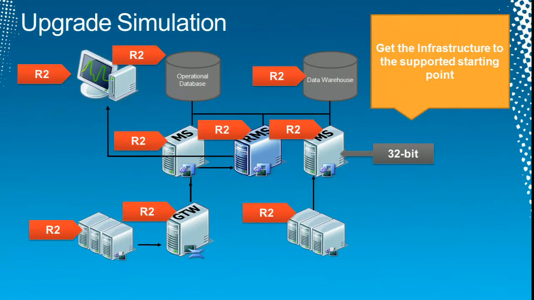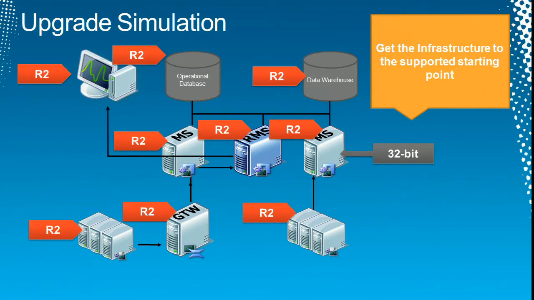I'll talk about the upgrade path in a bit, but let me give you an idea of what you're going to be looking at. On this slide here, this is a full R2 environment. This would be a fairly typical medium-sized environment. They have a couple of management servers. They have the root management server. They've got the data warehouse. They've got the Ops Manager DB installed. You can see, on the right-hand side, I have one machine that's still a 32-bit management server. It's maybe one of the first ones, an early one I deployed.